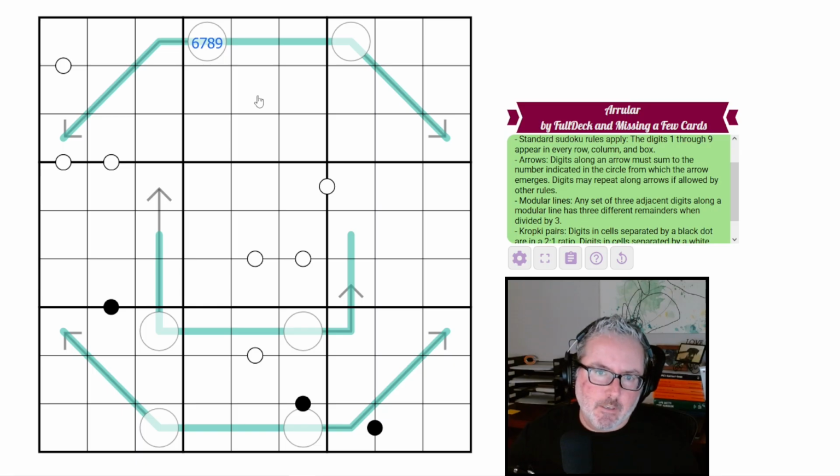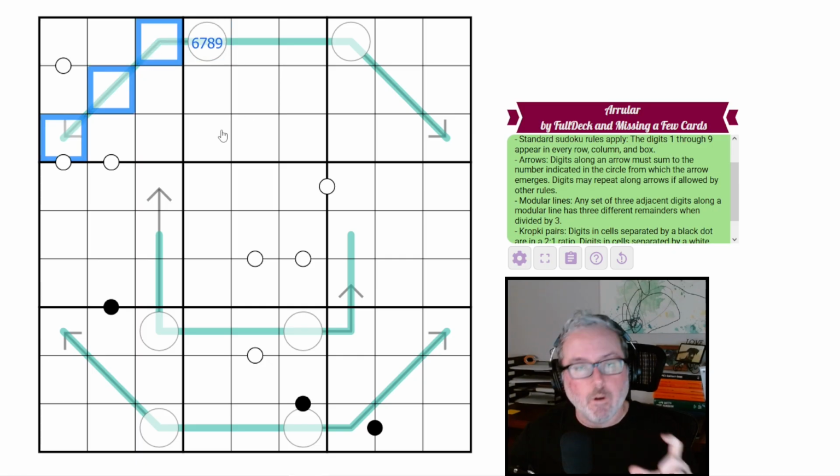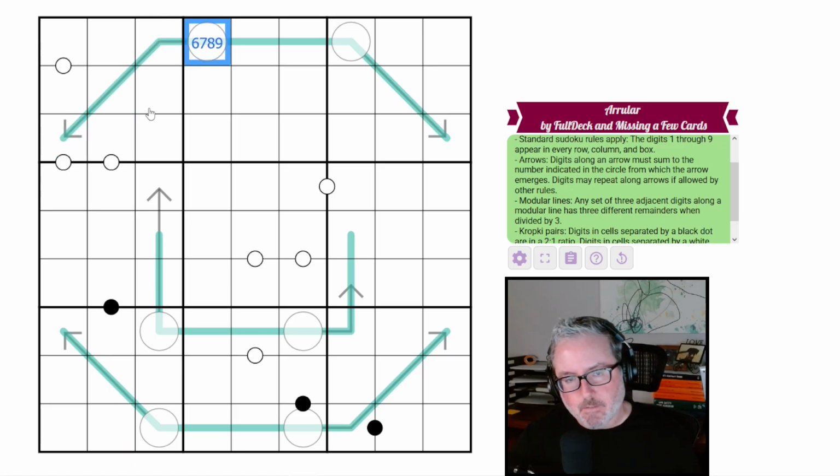Now, can we reduce it any further though? Well, it can't be a 7 because it would have to be 1, 2, 4. Well, 1 and 4 are in the same group, because of the 1, 4, 7, and the 7 would then cause even more problems along the line. So this is not 7.